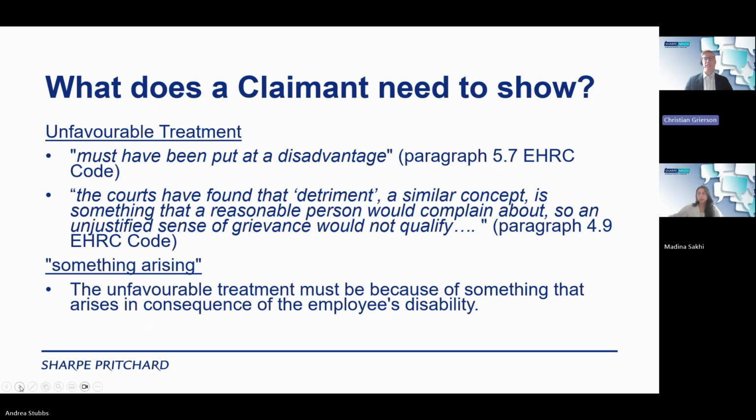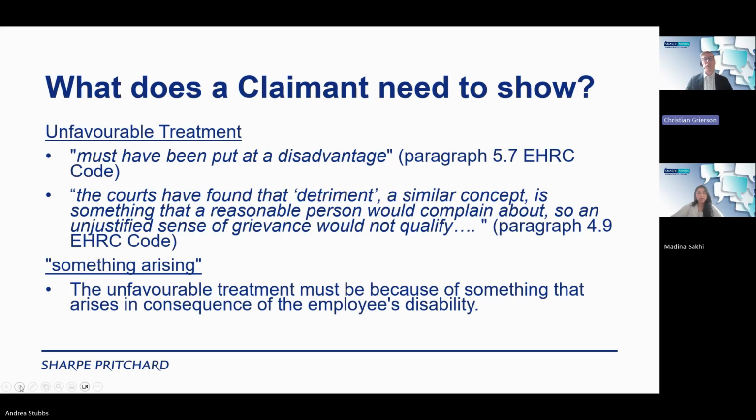So what does the claimant need to show to succeed in a Section 15 claim? Firstly, they need to show unfavorable treatment. And if we look at the EHRC code, it gives us some guidance on what unfavorable treatment might mean. It says, must have been put at a disadvantage. You don't need to look into detailed case law. You don't need to even necessarily think about the EHRC code. You just need to think with common sense. Has that disabled employee been put at a disadvantage?